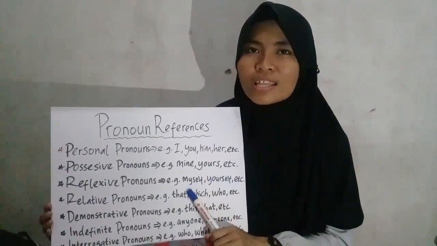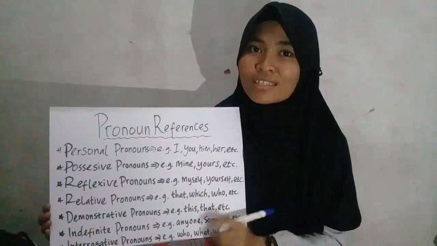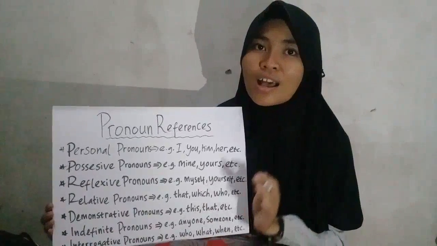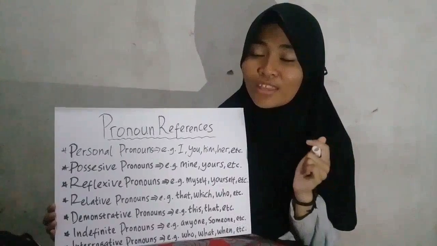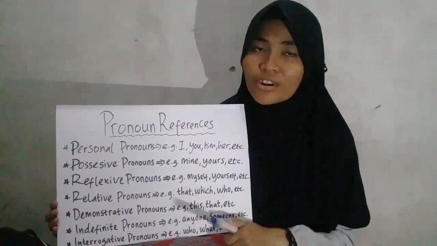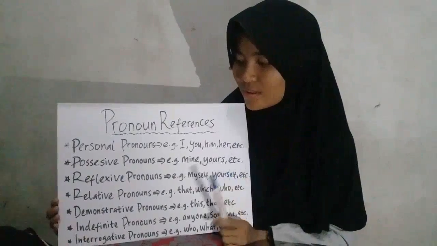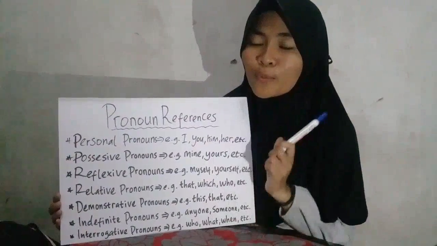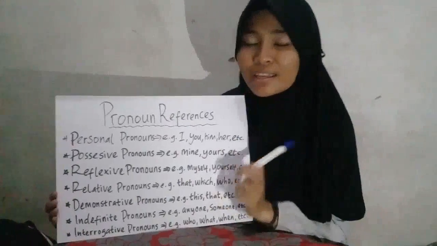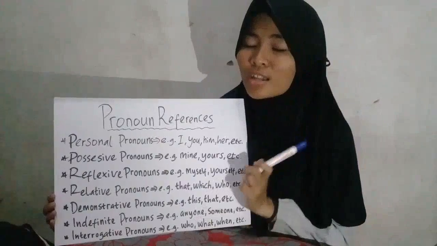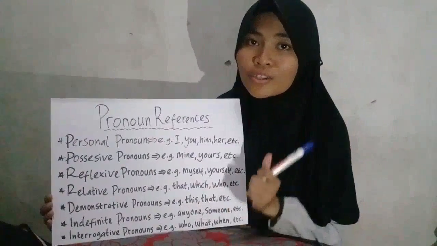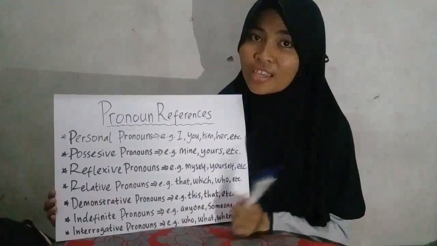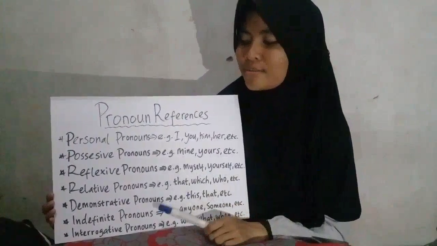Well, pronoun is a word that replaces a noun. Well, in this case, a noun is a word that defines person, place, or thing. Okay, there are several kinds of pronouns. The first one is personal pronouns that refer to people. They can include subject pronoun and object pronoun. For example, I, you, we, they, she, he, it, me, him, her, and so on.